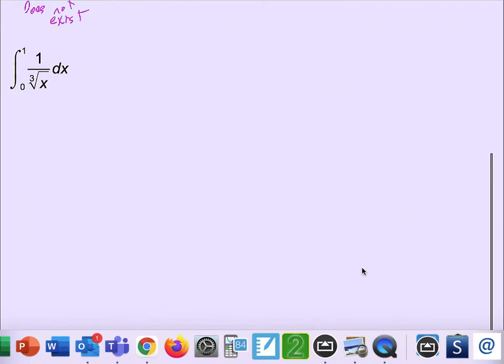So the definite integral from 0 to 1 of 1 over the cube root of x dx. Again, because it's an improper integral, because of the discontinuity at x equals 0, we need to turn it into a limit. The limit of our definite integral, I'm going to change the lower limit to an a because it can't be 0, because 1 over the cube root of x doesn't exist there. And just to make it easier to do the antiderivative in just a second, I'll write that as a power, as our lower limit approaches 0 from the right.